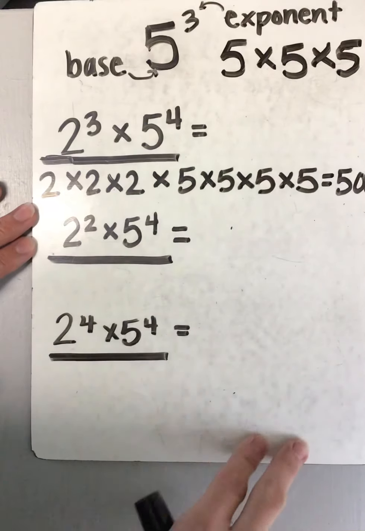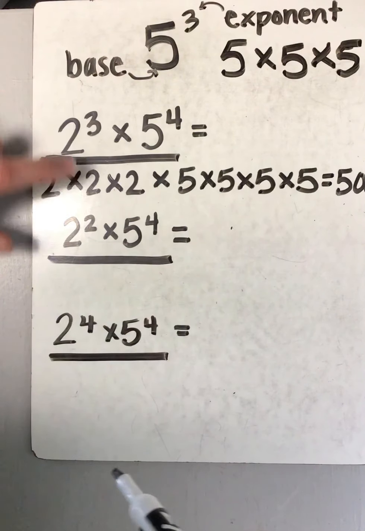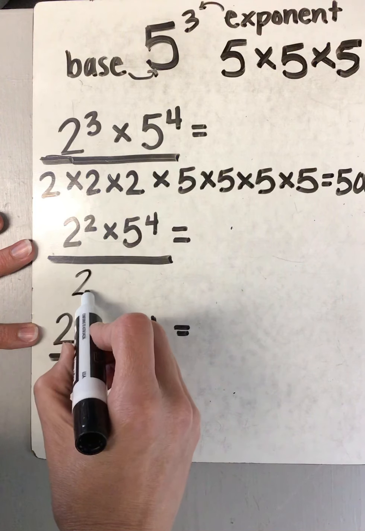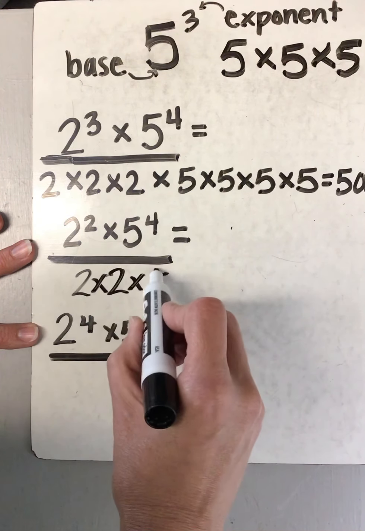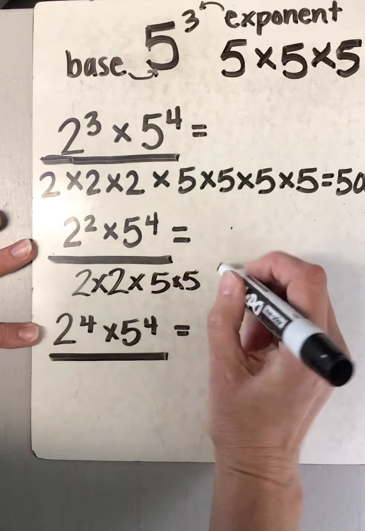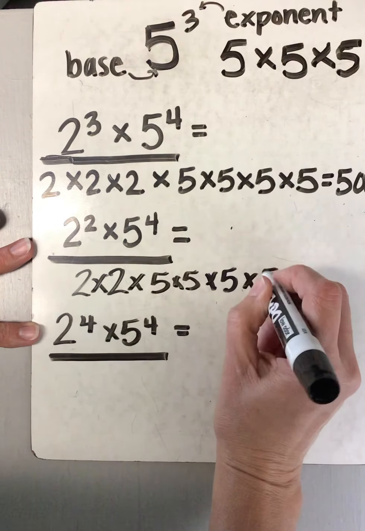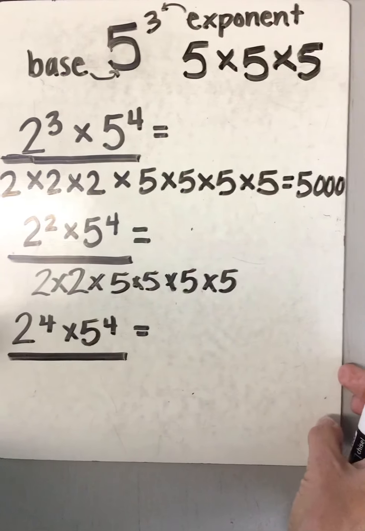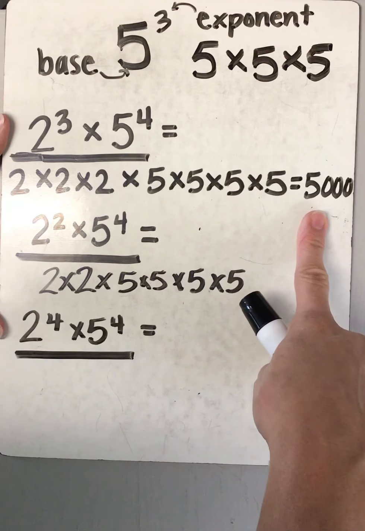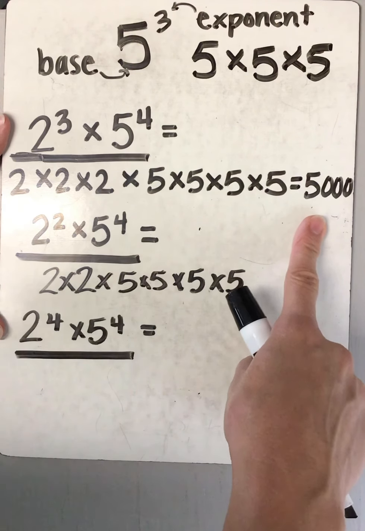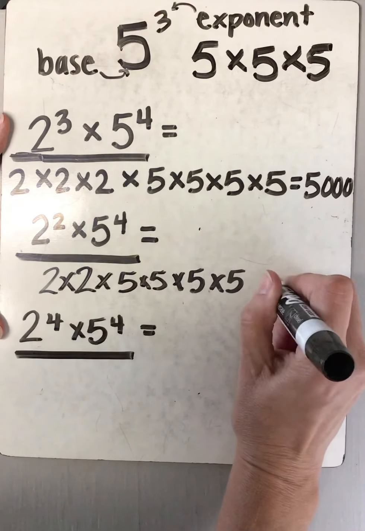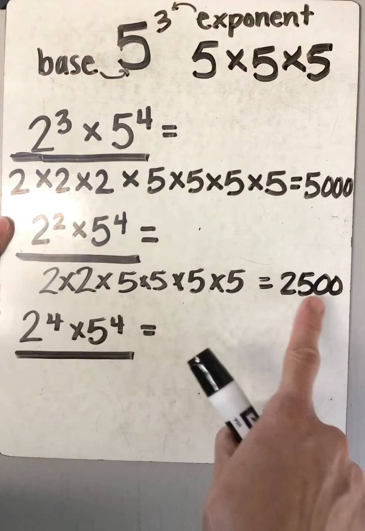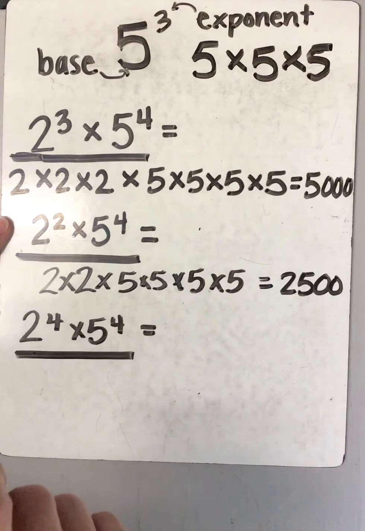Okay, if you take away one of the exponents, so instead of 2 to the 3rd power it's 2 to the 2nd power, and you only write the 2 twice, but you still write all of the 5s exactly as it was before, you're going to end up with an answer that is one multiple of 2 smaller than it was before. So our answer was 5,000, but now we have to divide that by 2 to get our new answer. So this answer is 2,500.